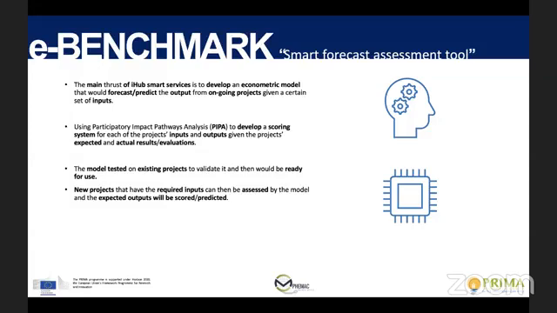The main thrust of iHub Smart Services, and the unique part of it, is that we harness the PIPA and the econometric model developed by Dr. Nadim's team to forecast or predict the output of ongoing projects given a certain set of inputs, as showed by Dr. Nadim, through using the PIPA analysis to develop a scoring system for inputs versus outputs, or the expected and actual results evaluation.